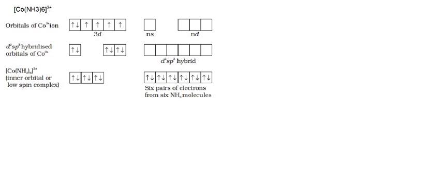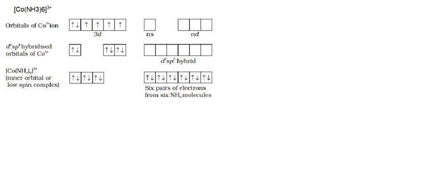Thus the complex has octahedral geometry, and it is diamagnetic because of the absence of unpaired electrons. So we know that there is no unpaired electron, so it will show a diamagnetic property. We have already seen what is diamagnetic, what is paramagnetic, and what is ferromagnetic as well in the earlier chapter.